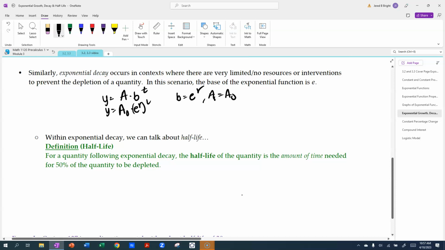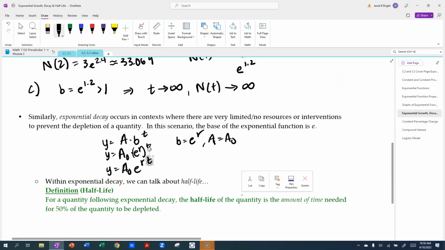e to the RT, or y is equal to A naught e to the RT. And so the real question is, how do you know if you have growth or decay? They're the same equation. It depends on the value of b. In growth, we had a b value greater than 1. As we work with decay, b is going to be between 0 and 1. So that's how you know the difference.